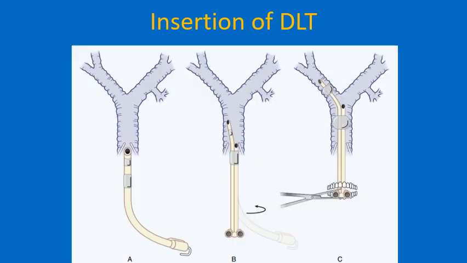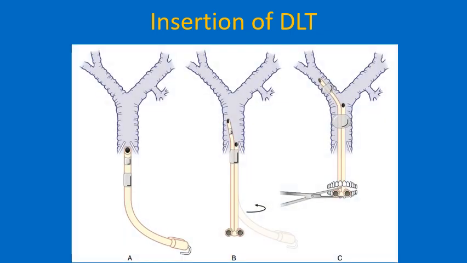Now coming to insertion of the double lumen tube. I will be doing a separate video on insertion of the double lumen tube. Here this double lumen tube has two curvatures, one is the distal curvature and another is the proximal curvature. These two curvatures are at 90 degrees to each other. By facing this distal curvature towards the roof, initially we have to pass the double lumen tube after introducing the stylet. Always we have to use the stylet for insertion of a double lumen tube.